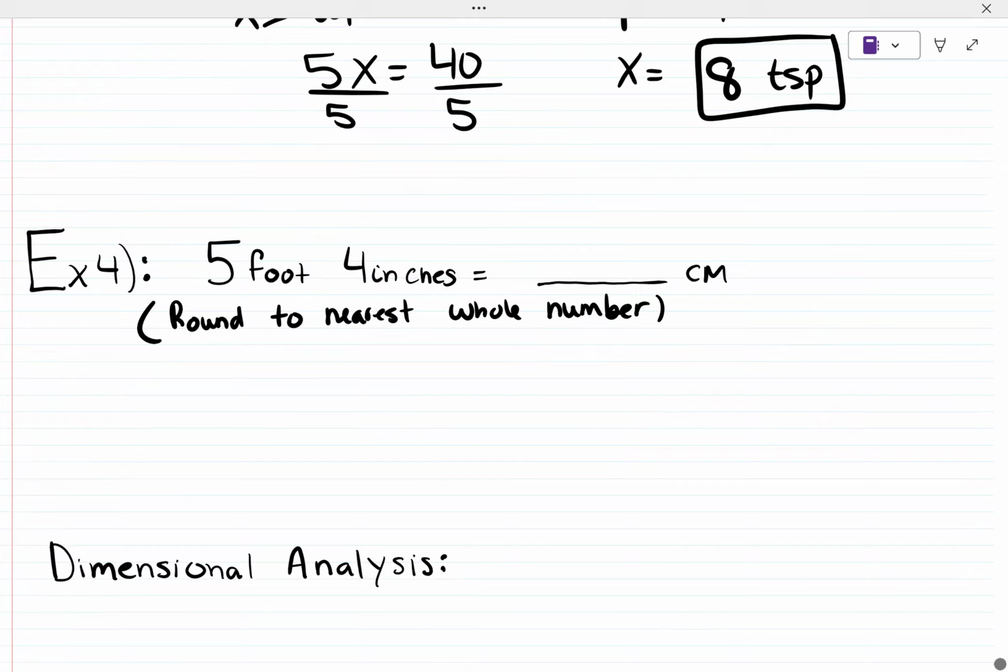So what we have to do is first convert everything into inches, because this isn't foot and this isn't inches. It wouldn't be right if we convert everything to foot, right? I think it's just easier to convert everything to inches. So first convert everything into inches.